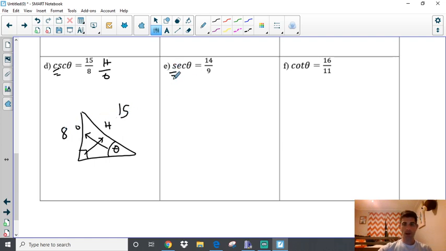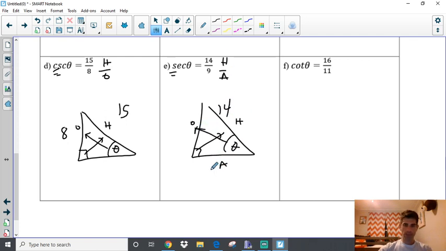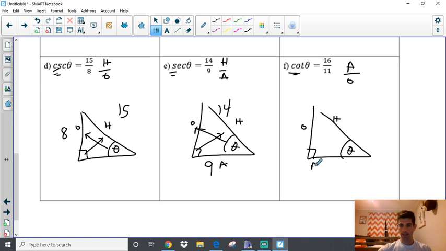Remember, secant comes from cosine, which is A over H, so we're going to do H over A. So here's your theta. Then that means your H, your O, your A. So H is 14, A is 9. And then cotangent comes from tangent, which is O over A, so I'm going to do A over O. So here you go. There I am. O, H, and A. A is 16, O is 11, and that's labeling the triangles from them giving me the fraction.